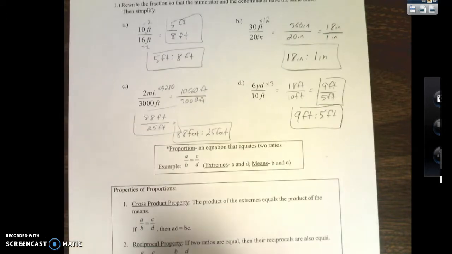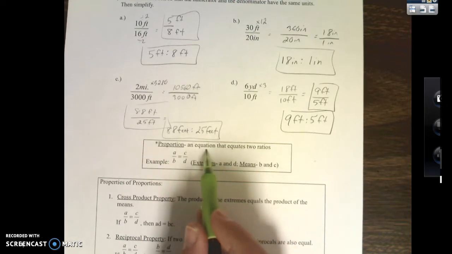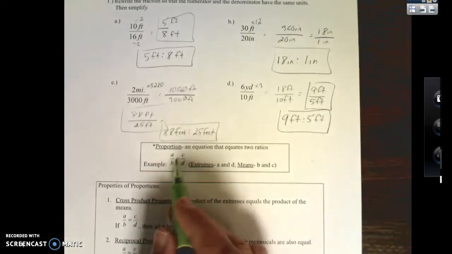Okay? A proportion is a little bit different. It's an equation that equates two ratios. So A over B equals C over D. Just some little vocab for you here. Your extremes are your A and D. Your means are your B and C. I need you guys to know a proportion is basically an equation. So it's ratios with an equal sign.